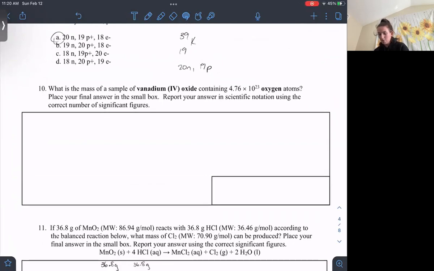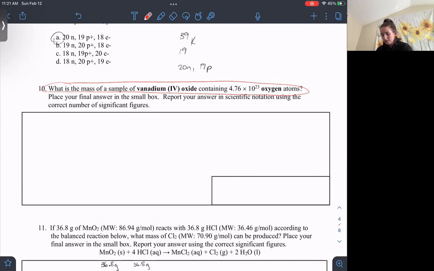Okay. So for number 10, we have, what is the mass of a sample of vanadium 4 oxide containing 40.76 times 10 to 23 oxygen atoms? You want to place your final answer in the box. Okay. So the main question here is this guy here. Although she's going to give you a lot of your formulas today, tomorrow, you still want to be able to remember your naming. That is something we did in the beginning of the semester, so she can ask you that at any time. And I do have a question in the chat. You will be given your polyatomic ions, so you don't need to know those.